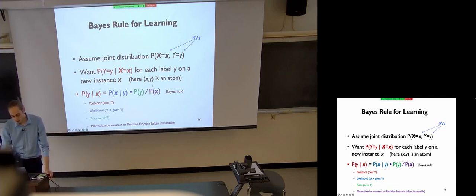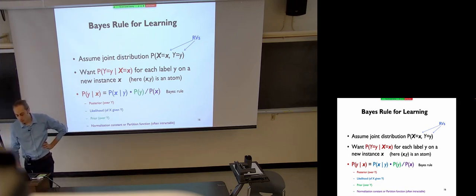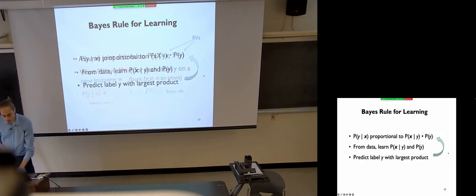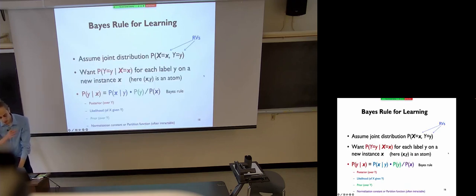And P of X, this final term, is called the normalization constant or the partition function. It's often intractable to compute, and we'll see why. Remember, X is a data set, a set of images, and to compute that we have to do an integral, which is often intractable.